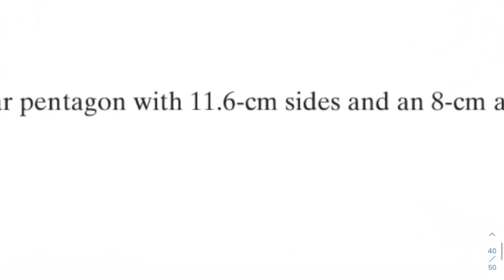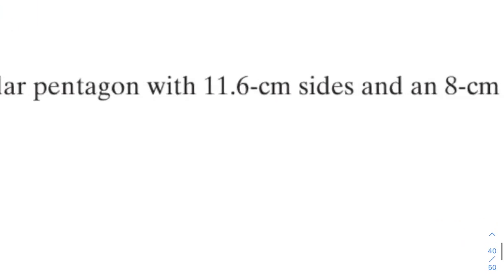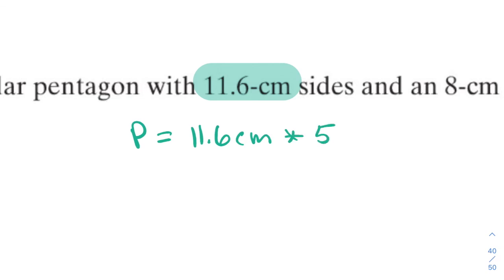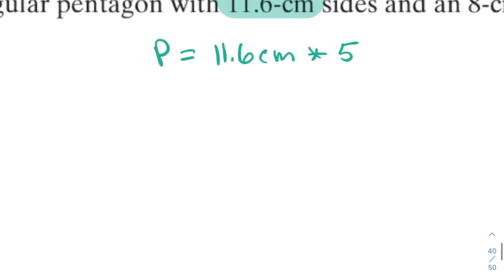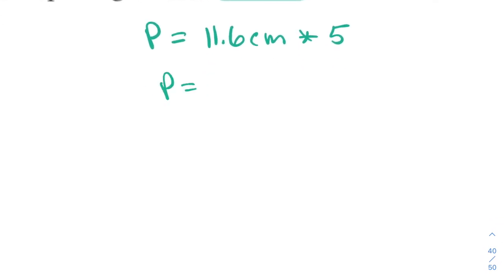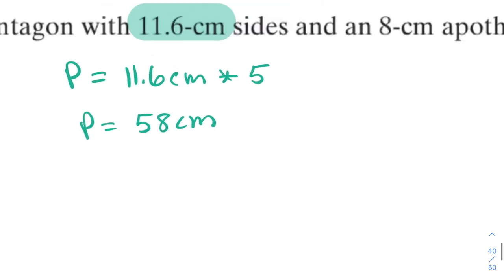So next one, you have a pentagon with sides that are 11.6. So perimeter equals 11.6 centimeters times 5. I think it's 58. Hold on. Yeah, 58. So perimeter is equal to 58 centimeters. Okay.